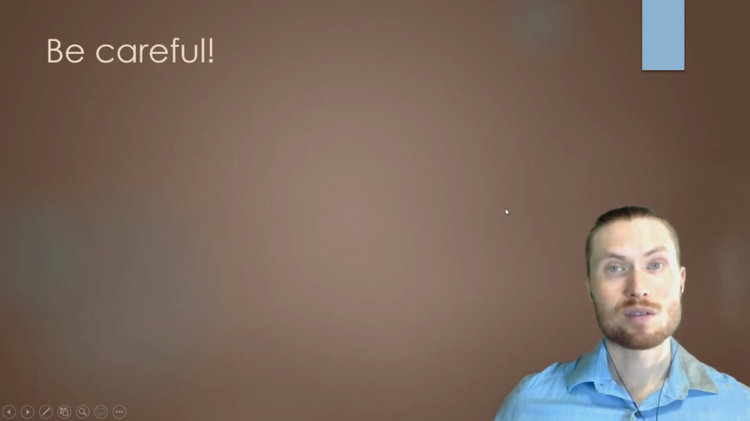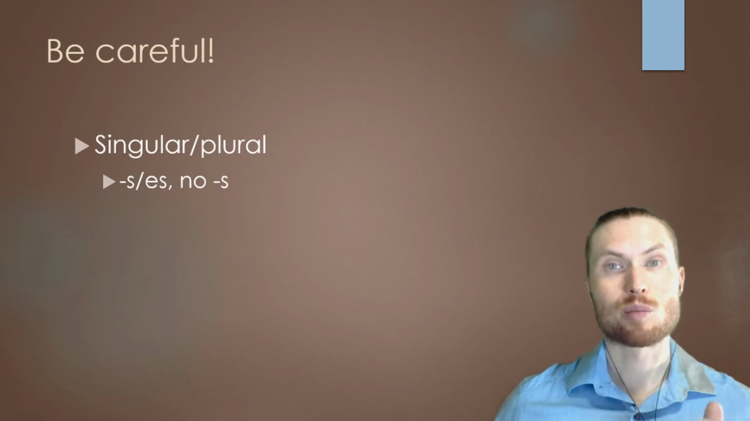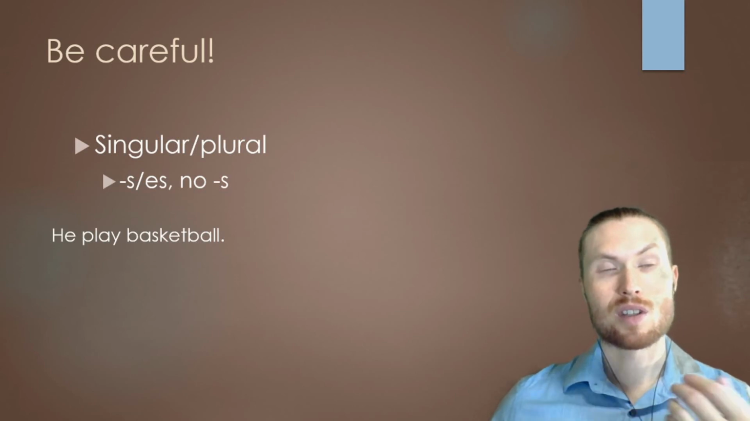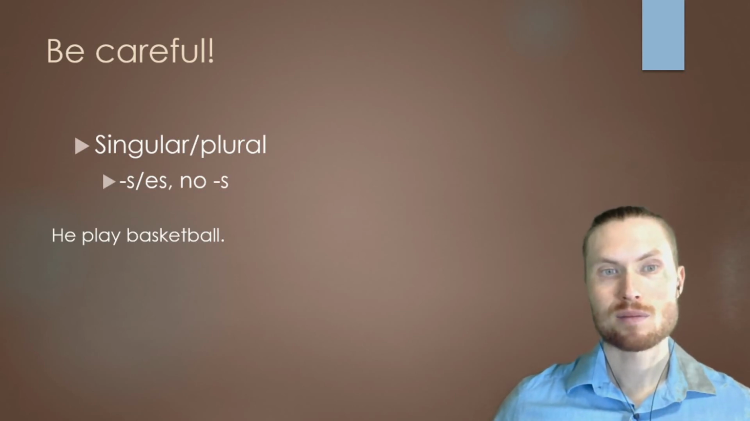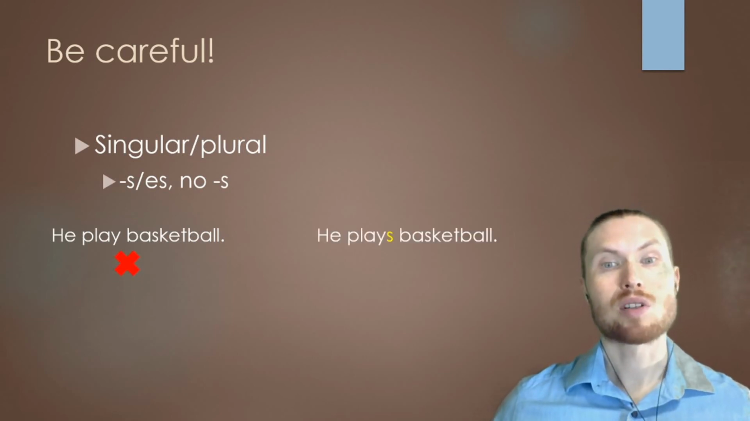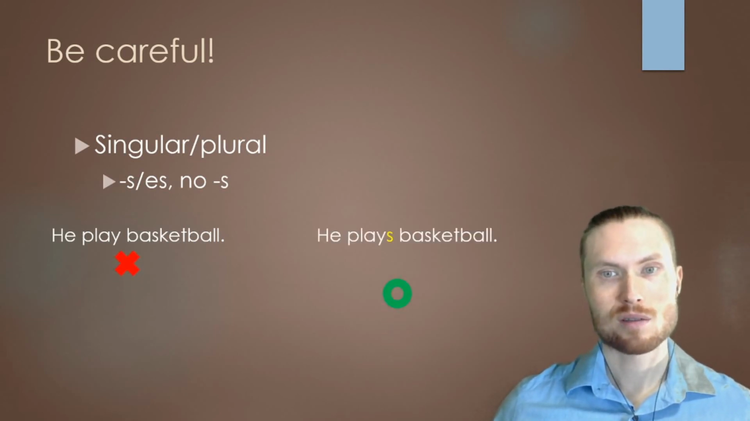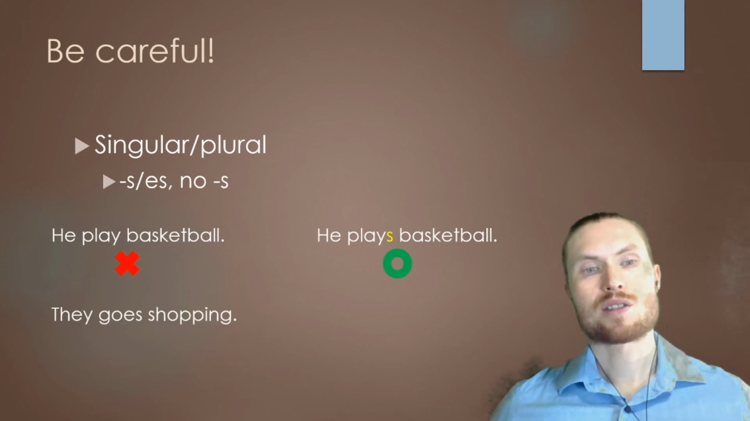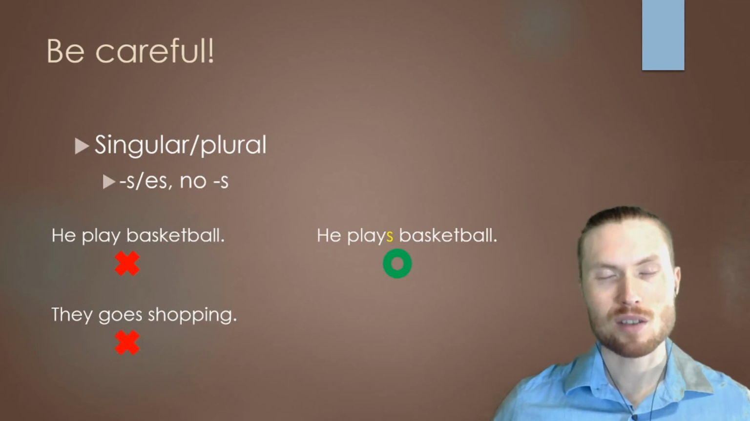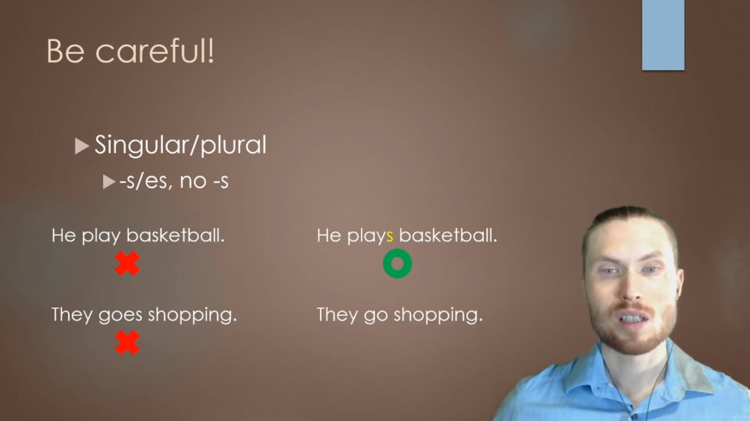So be careful about singular and plural. So with a singular subject, we should add S or ES. With a plural subject, no S. So this sentence, he played basketball. Is this correct? No. He plays basketball. Another example, they goes shopping. Also not correct. So they is plural. They go shopping.